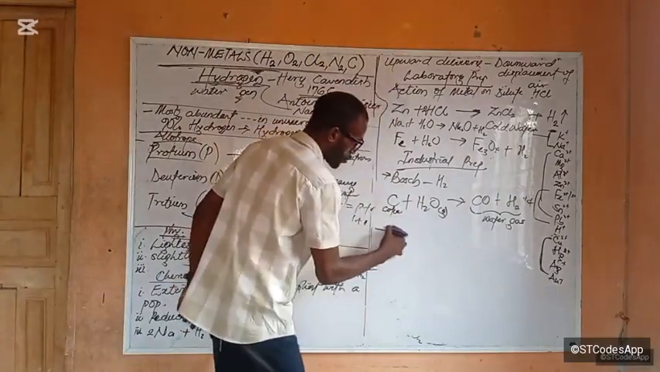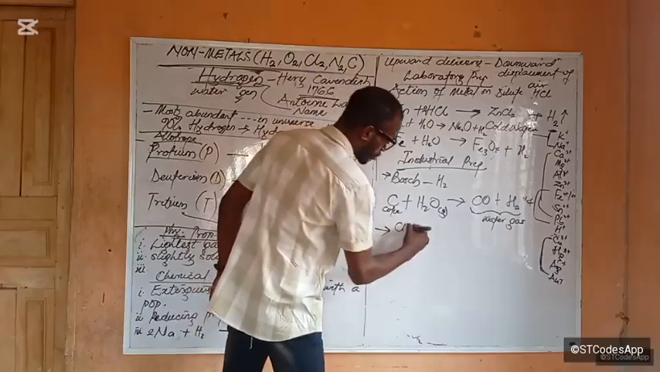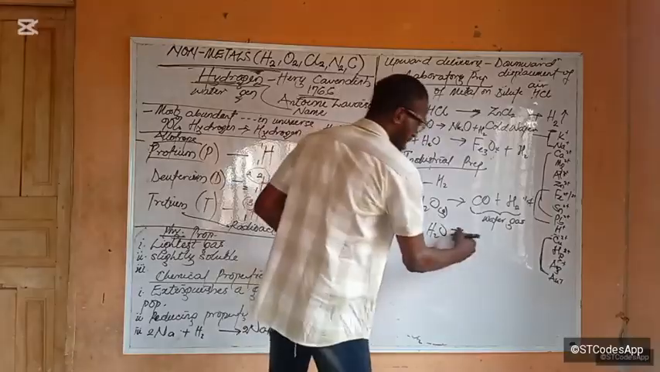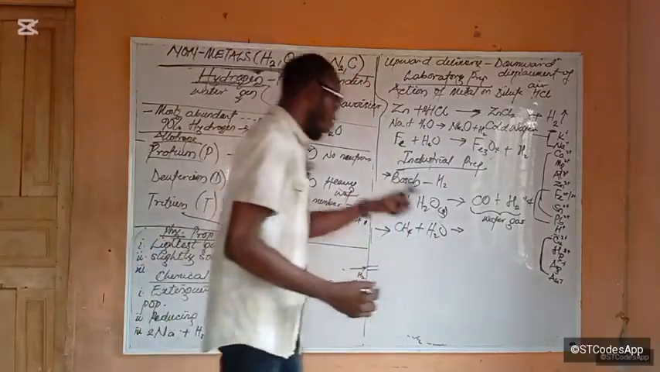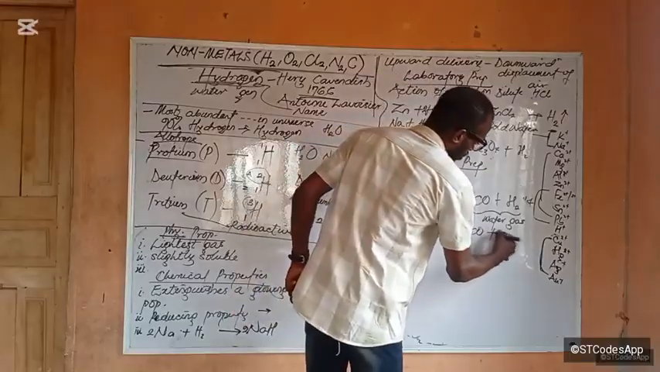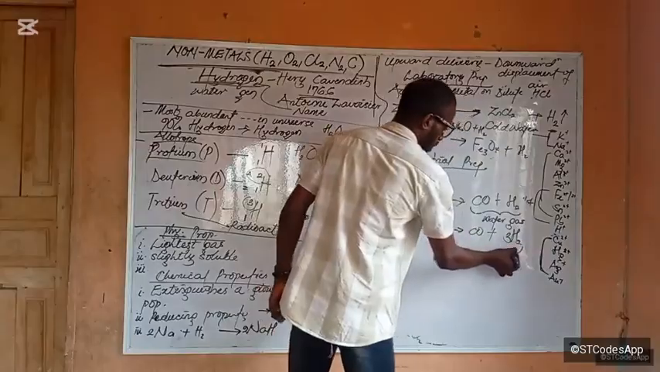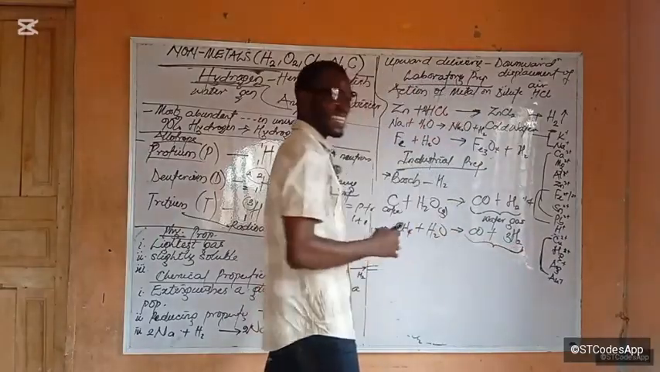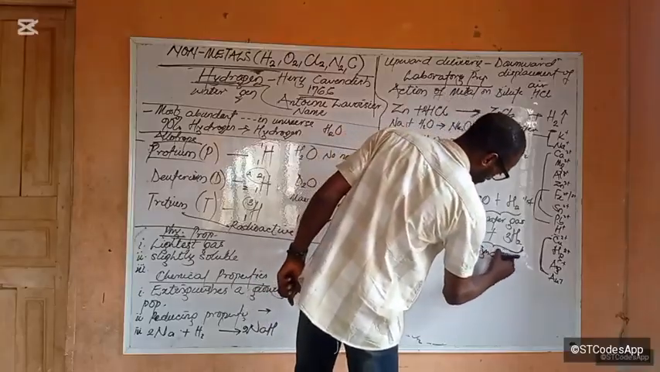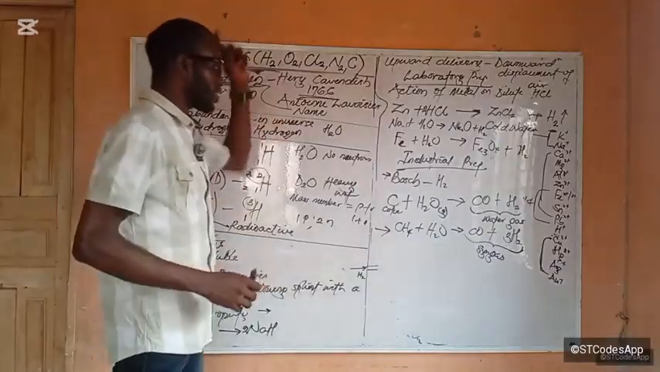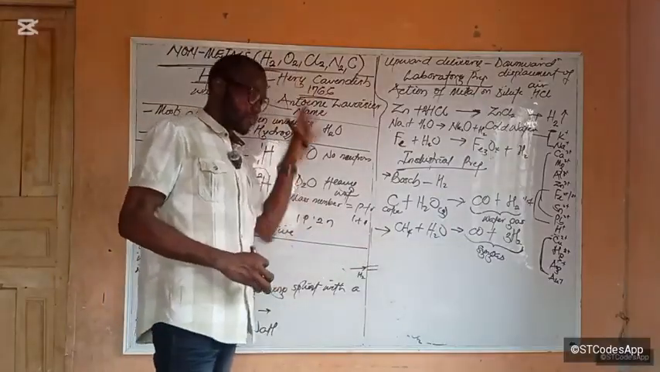Now, the second way we produce it industrially is by the action of steam on methane. When you combine them, it gives you CO plus 3H2, hydrogen gas, and this is the synthesis gas that I talked about. So don't forget, that's how we prepare it in the laboratory and in industry.